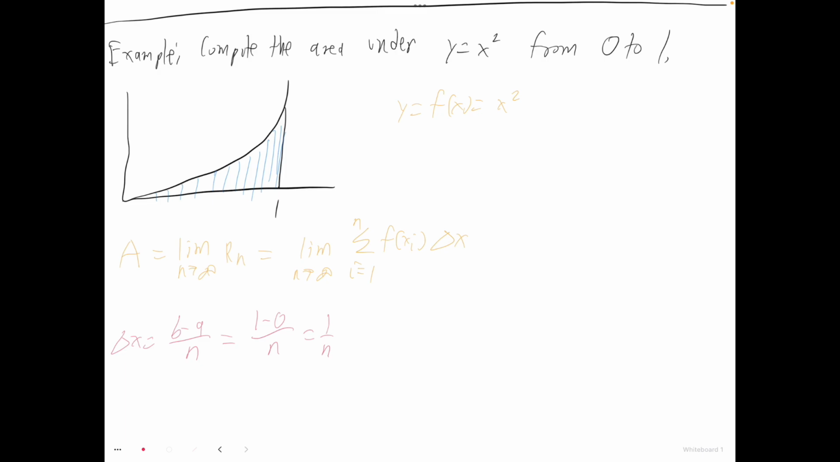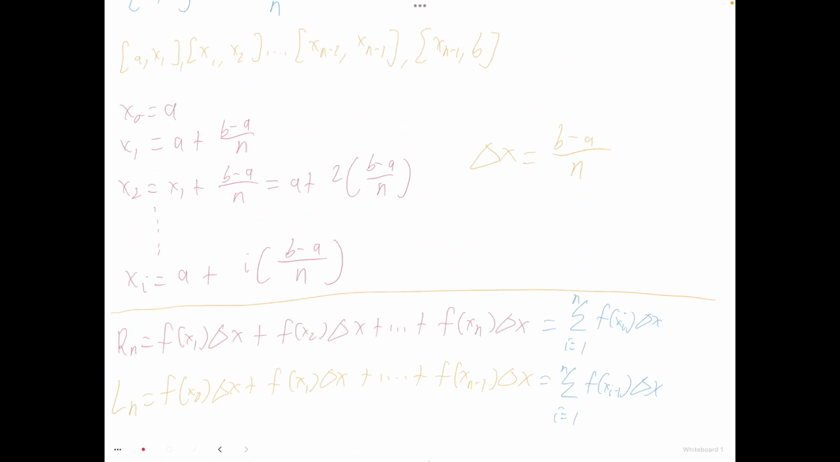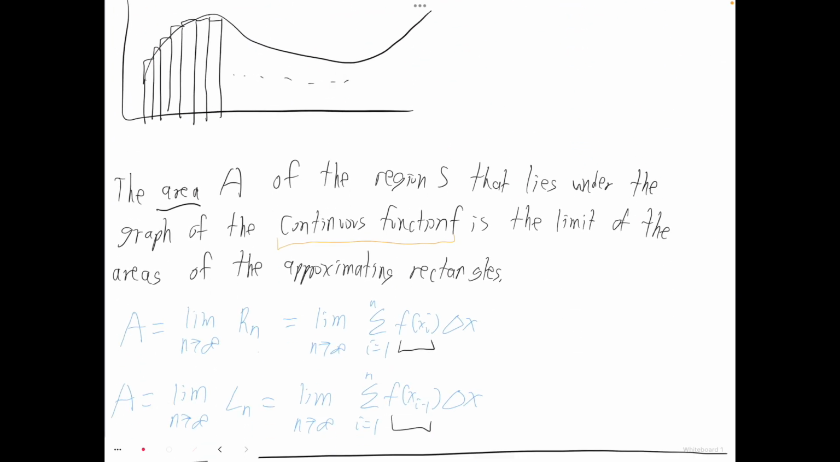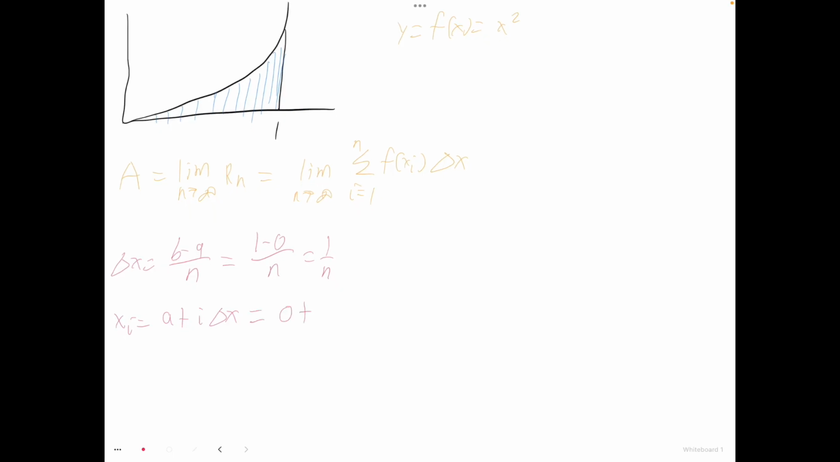And now we know what f of x is, but we need to talk about x sub i. We talked about this before, though. x sub i is literally a plus i delta x. Remember, that's what we found up here when we were looking at how to find these values. We were just taking a and then adding on one more change in x repeatedly, and for x sub i, we added on i times. And so we have i times delta x, where a is 0 and delta x is 1 over n. So this is just going to be 0 plus i over n, so x sub i is going to be i over n.